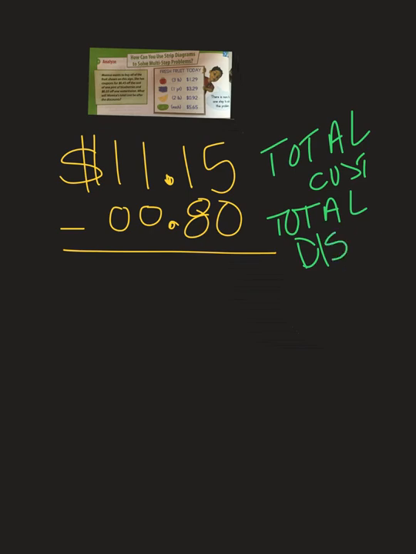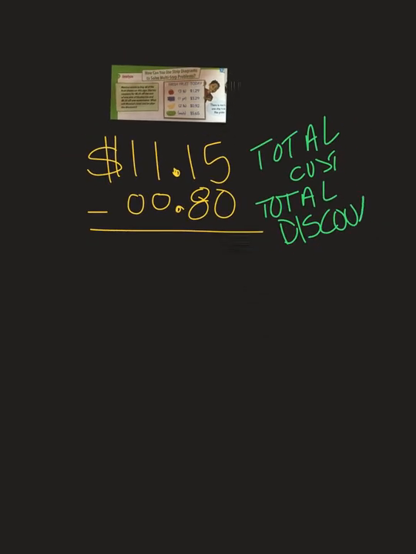Total discount. And I don't really like the way that cost looks, so let's see if we can maybe fix that. Maybe not. Okay. It's not working. There we go. The total cost. So the total cost and the total discount, we're going to subtract the discount and see what we get.